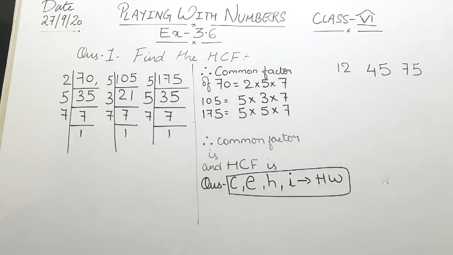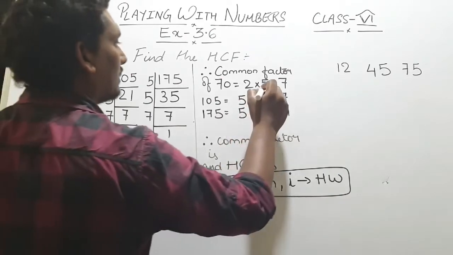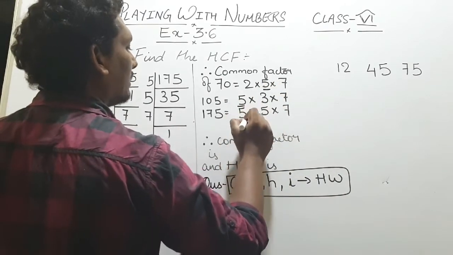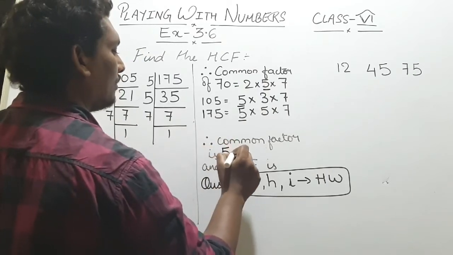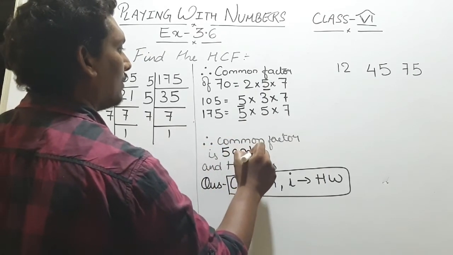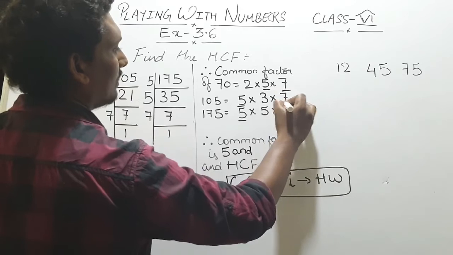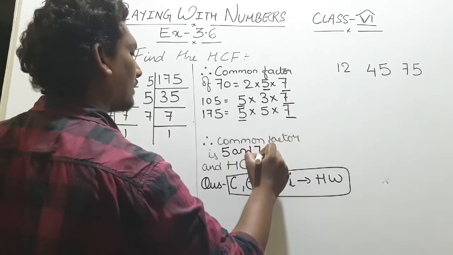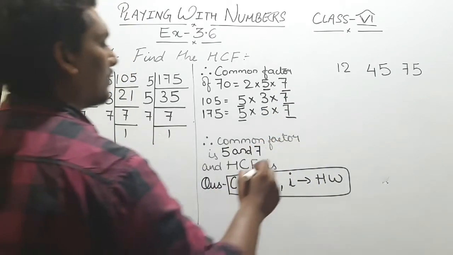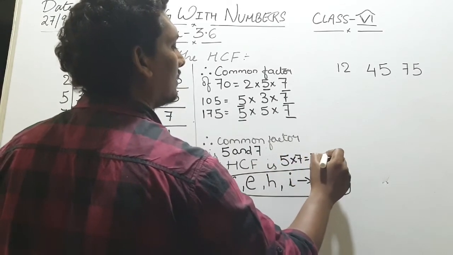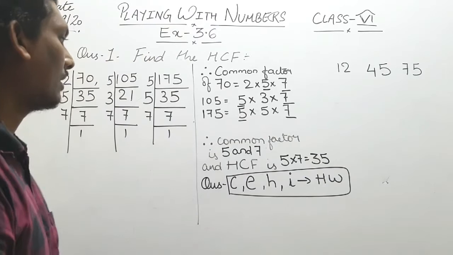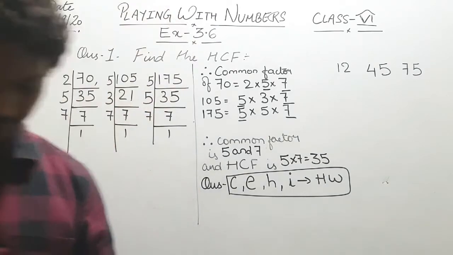Okay, the common factors what we see is this 5, and this 5. So out of this 3 we have to take 1, 5 out, 5 and 7. And the highest common factor is 5 into 7, that is 35. Okay, just go for it.